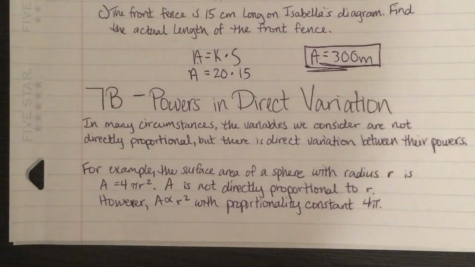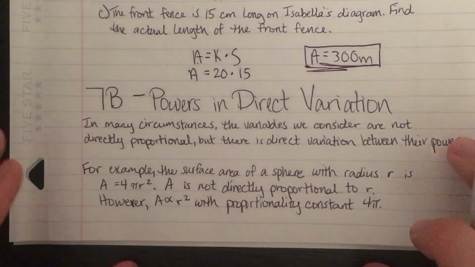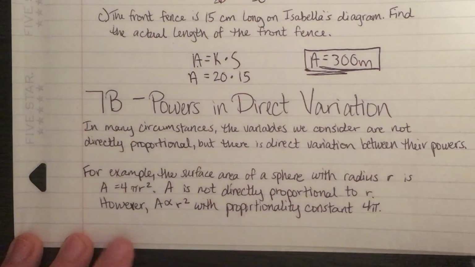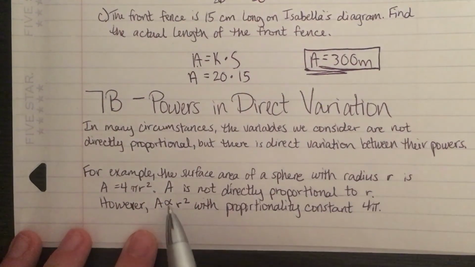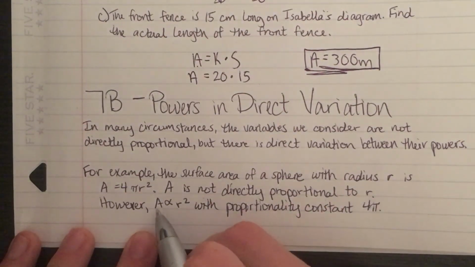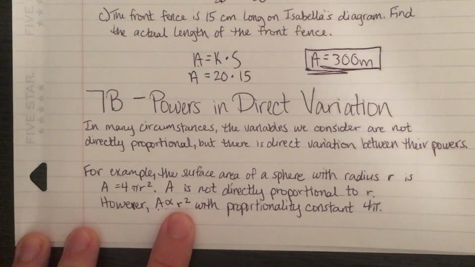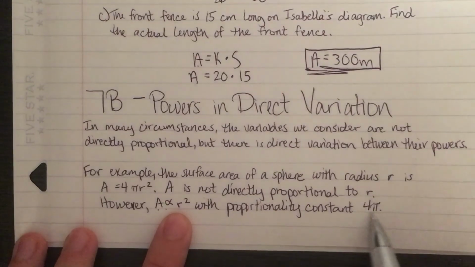And so what I mean by that, we're going to look at the surface area of a sphere just as an example. I figured it'd be a more applicable example here because that's a formula that we physically know. A here is not directly proportional to R. However, A is directly proportional to R squared with that constant right here, 4 pi.